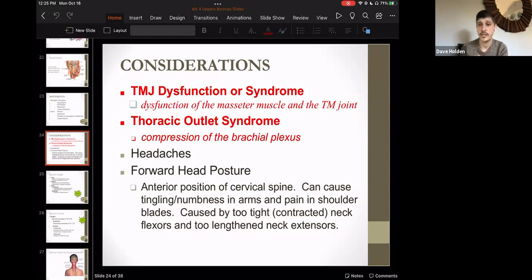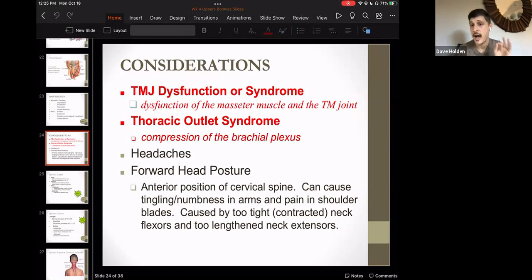Thoracic outlet syndrome, we've mentioned earlier. It's the nerve compression, either caused by the anterior and middle scalene or pec minor. So this will lead to thoracic outlet syndrome, which leads to numbness and tingling all down the arm.